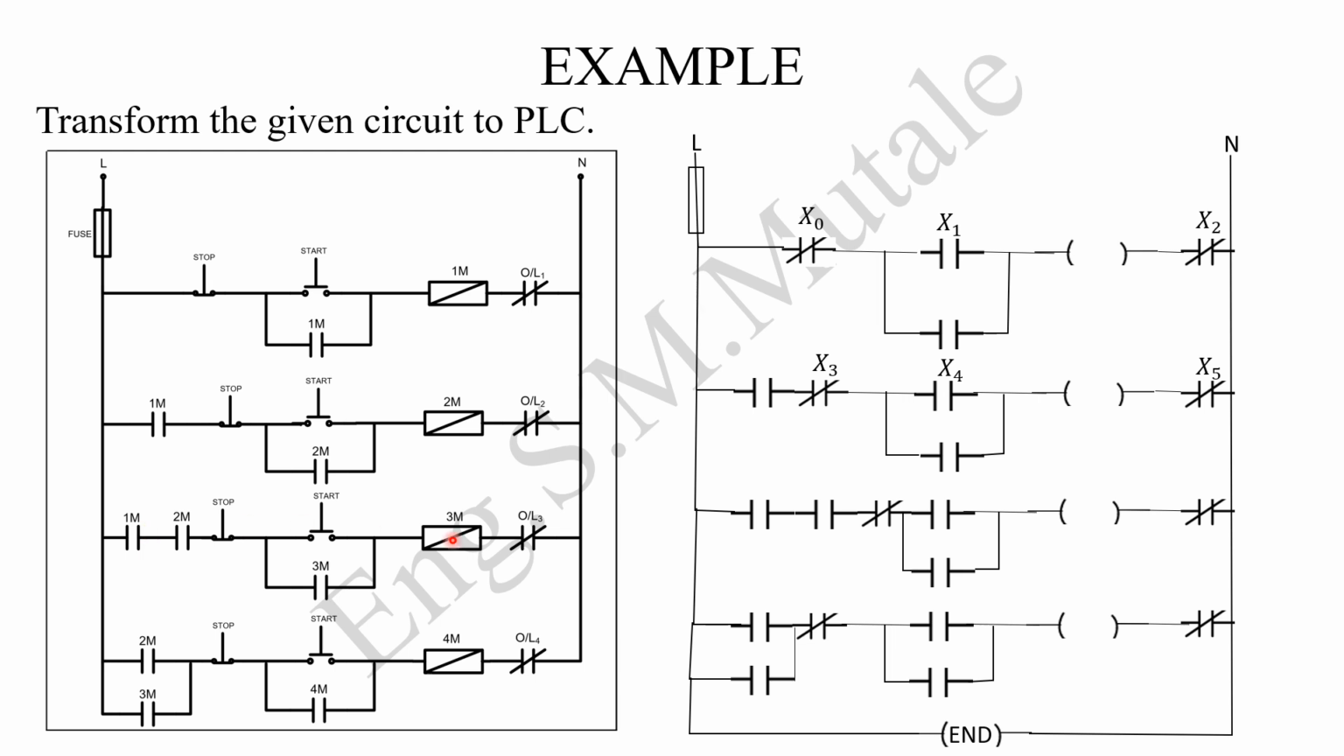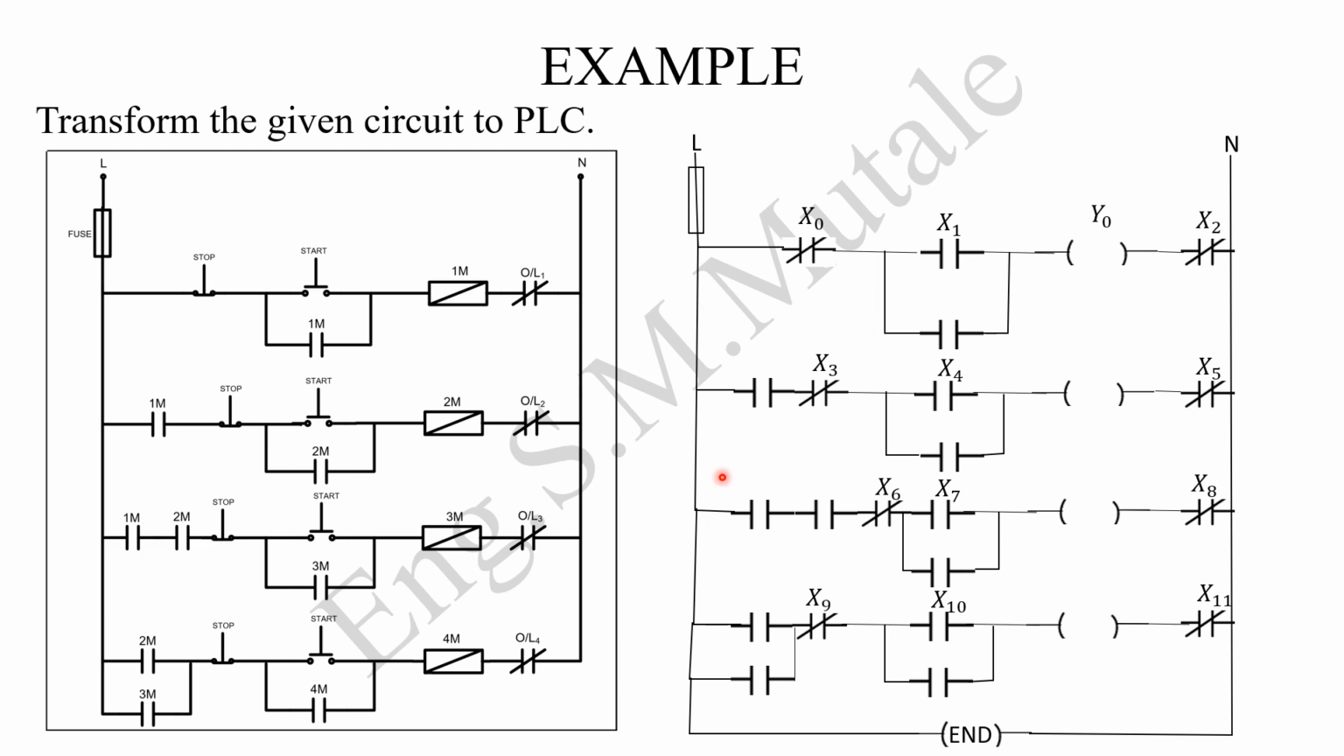Then you go to this line. How many inputs do you have? You've got this stop push button, start push button, and the overload. So if this was X5, start increasing. This will be X6, X7, and X8. When you go down here, how many inputs do we have? We've got this stop push button, start, and the overload. So since we ended at 8, the next will be 9. So you have 9, 10, and 11. So with this, we are done with the inputs.